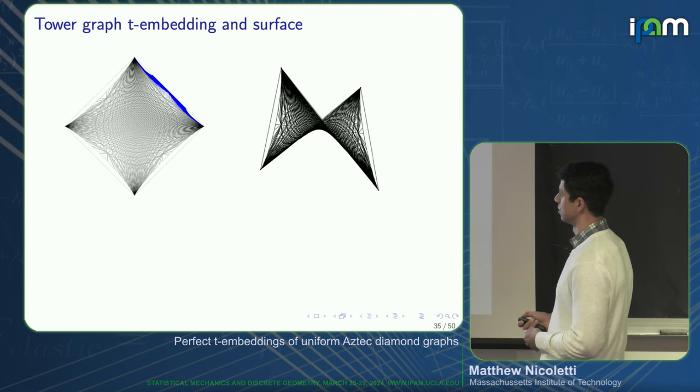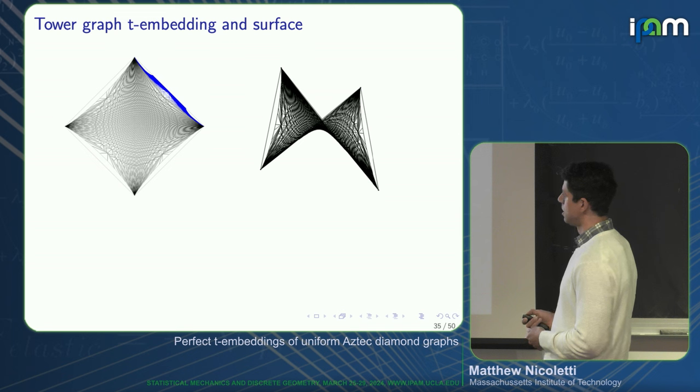Okay, so here's a picture of a t-embedding of a tower graph. Here's the origami map compressed up here, almost living in a one-dimensional segment. And here, after shifting and rotating the origami map, is the surface.